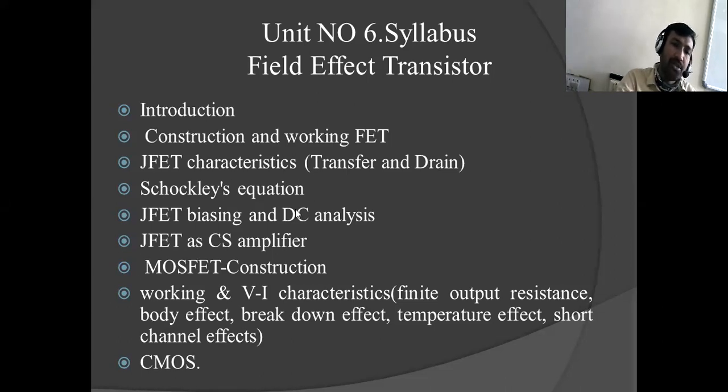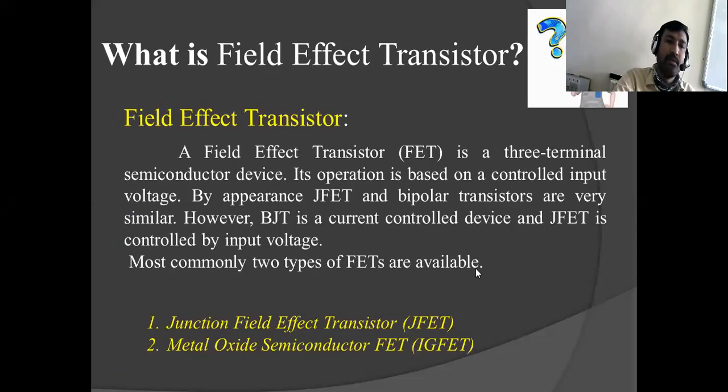So the question comes to your mind: we have studied BJT, so what is the difference between BJT and FET? BJT means bipolar junction transistor, whereas FET is a type of unipolar junction transistor. It is a unipolar device.